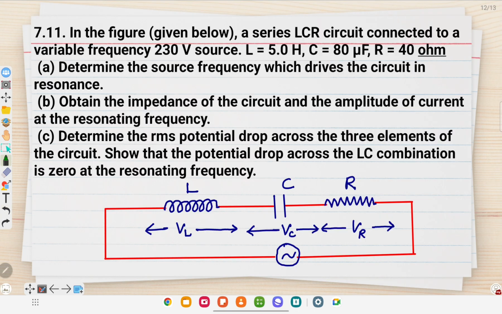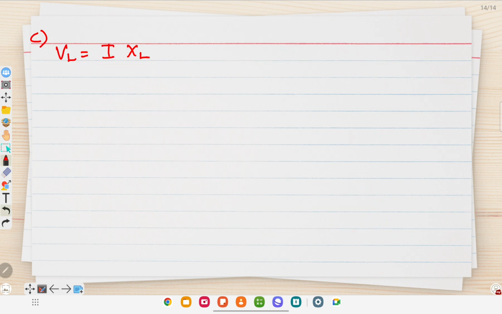Okay, now coming to the last subdivision. Determine the RMS potential drop across the three elements. So individually across all the three elements, we want to find the potential drop, that is VL, VC and VR. Here we want to find the RMS potential drop, so we have to take IRMS. Generally students make a common mistake here because they found the peak current value already, so they might use that peak value. So you have to change I naught by root 2, it's an important thing.